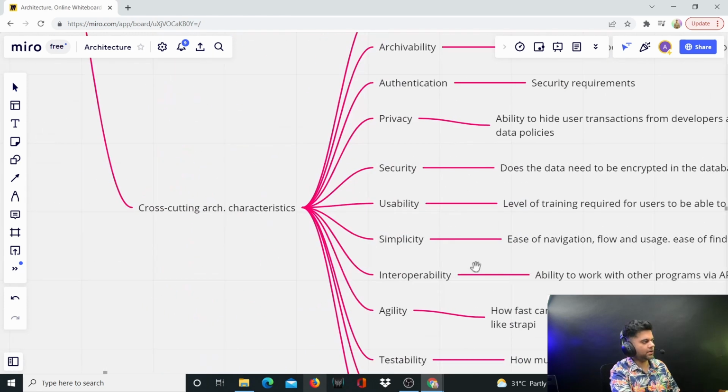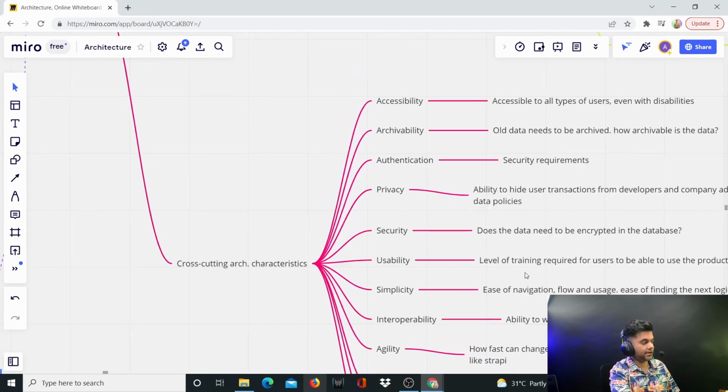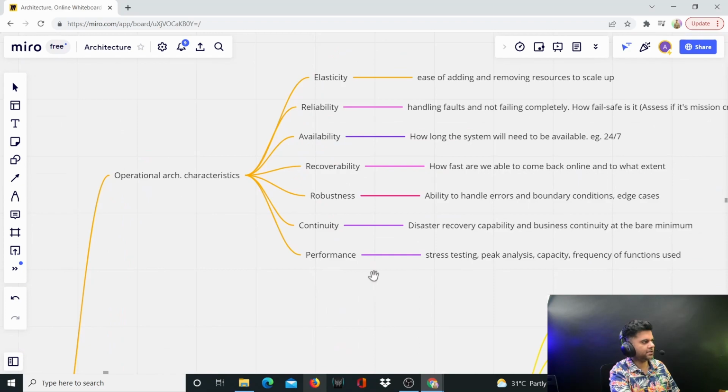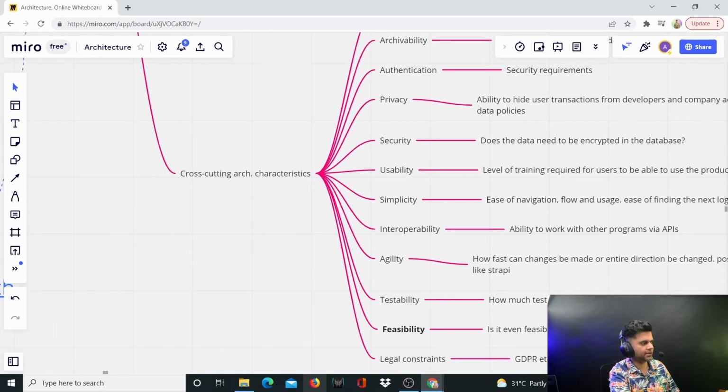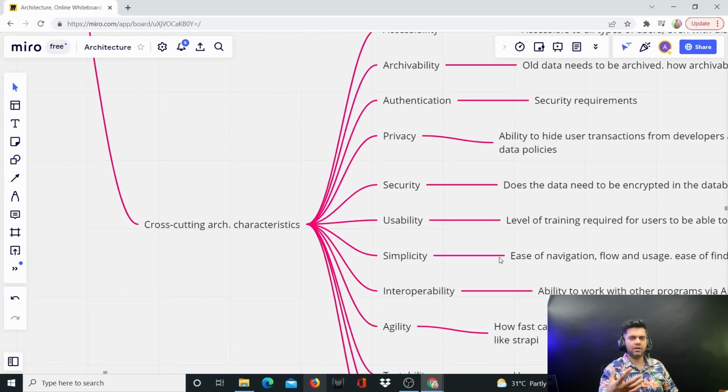So these were our cross-cutting characteristics. We have gone through operational, we have gone through structural, and we have gone through cross-cutting characteristics. Okay, so all three of them are important. All three of them have multiple terms that could be confused easily. So I've gone through every single term, and you would want to consider these before you start building your architecture.